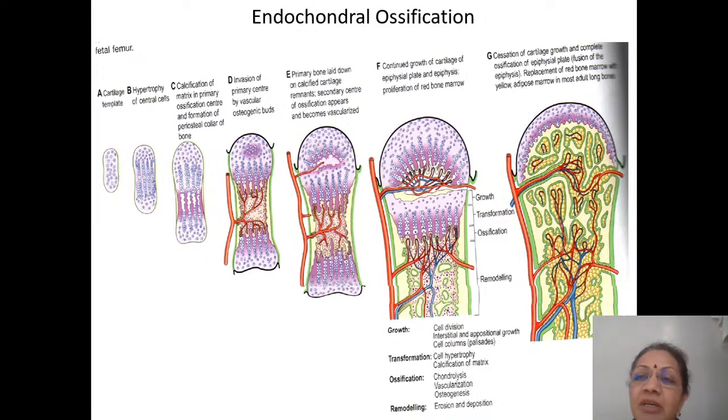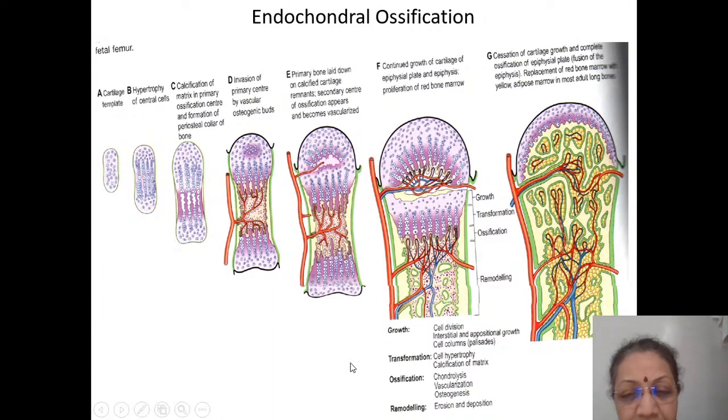But when complete cartilage growth stops, then all the centers available fuse. That's called the fusion of the epiphysis with the diaphysis, and the red bone marrow will get replaced by yellow adipose bone marrow in most of the adult long bones. So the stages of endochondral ossification have been laid down. You can please note it down because this is also an exam question, or you can revise it again at your leisure.